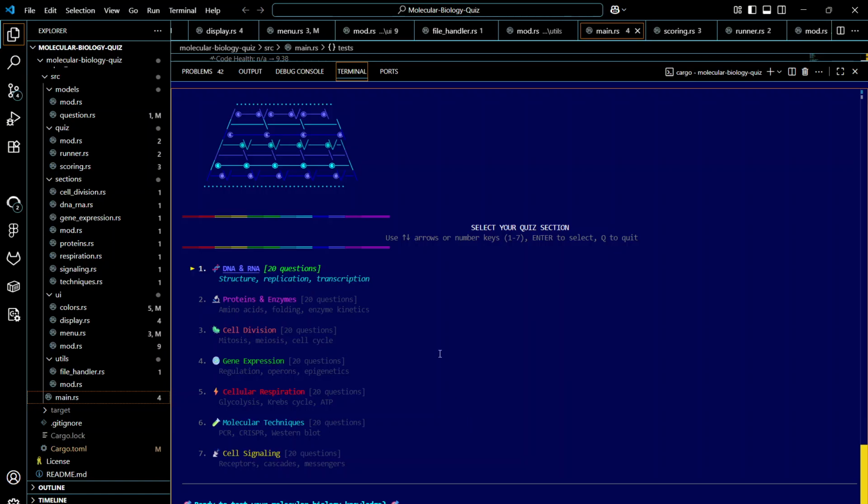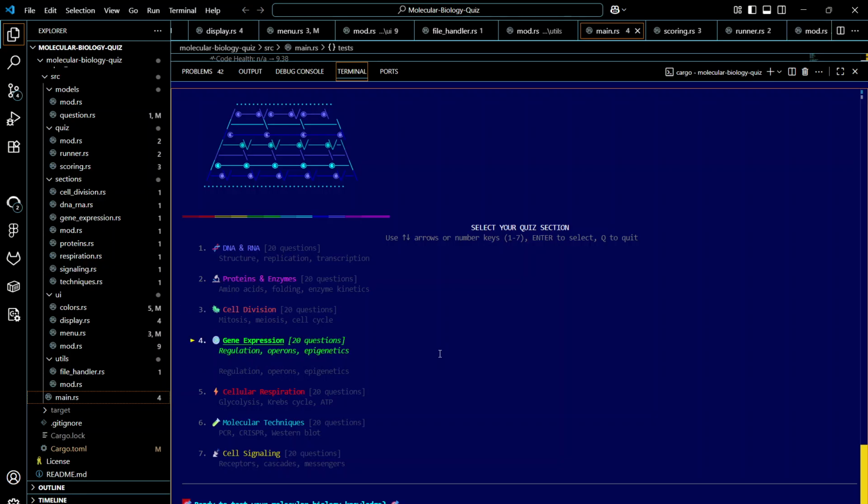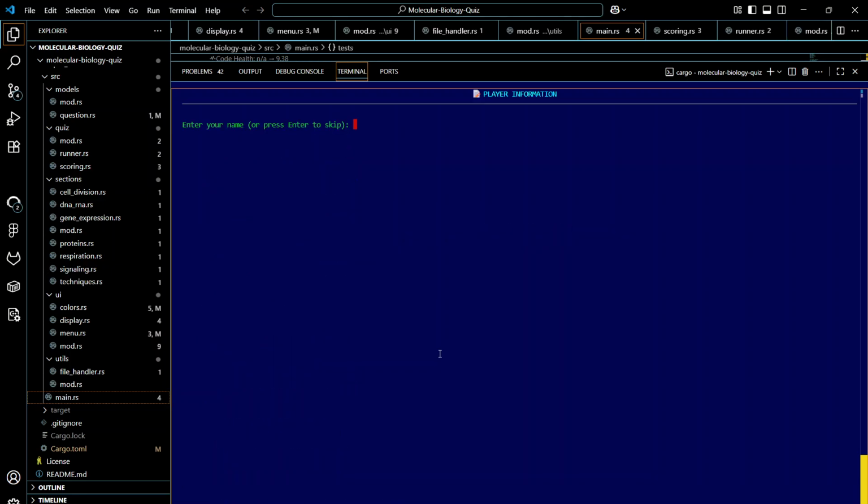So here it is. Select your quiz selection. In here, I've got DNA and RNA, proteins and enzymes, cell division, gene expression, cellular respiration, molecular techniques, and cell signaling. Let's do cellular respiration. You don't have to enter a name here. I can hit enter, but I'm going to go ahead and put my name in.